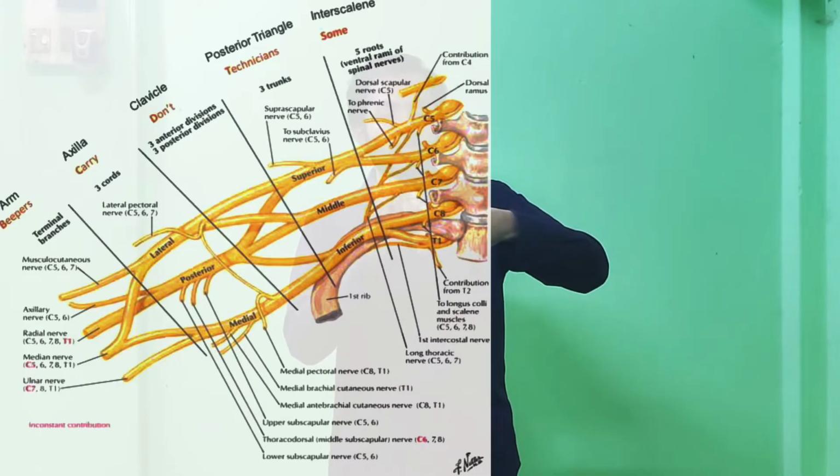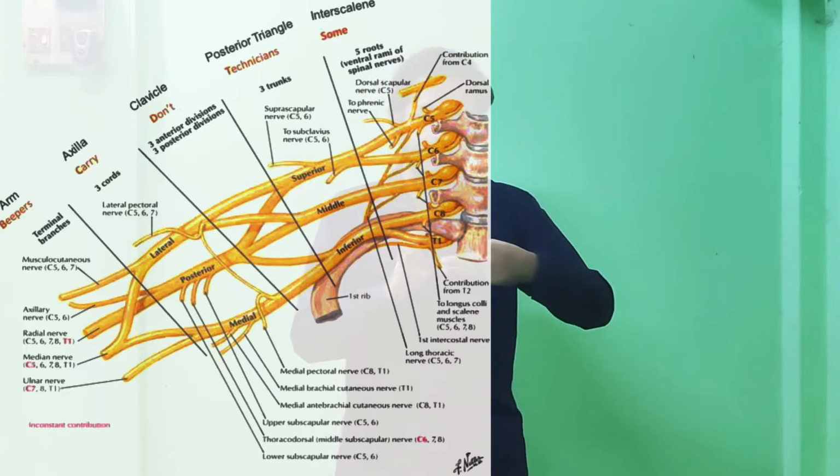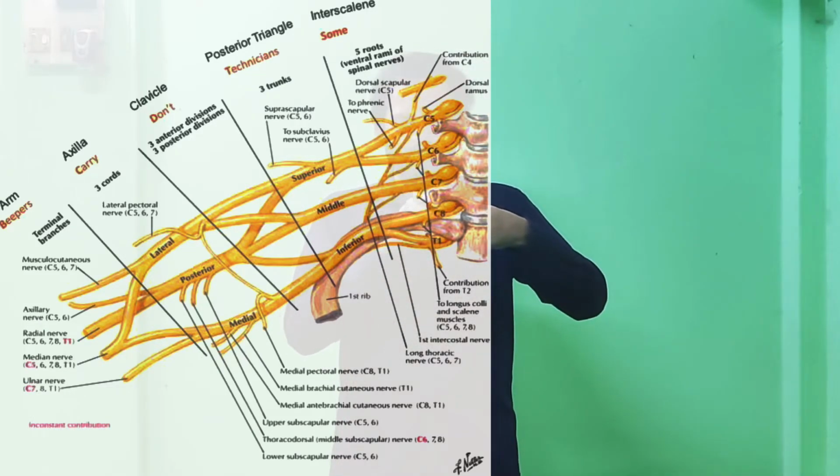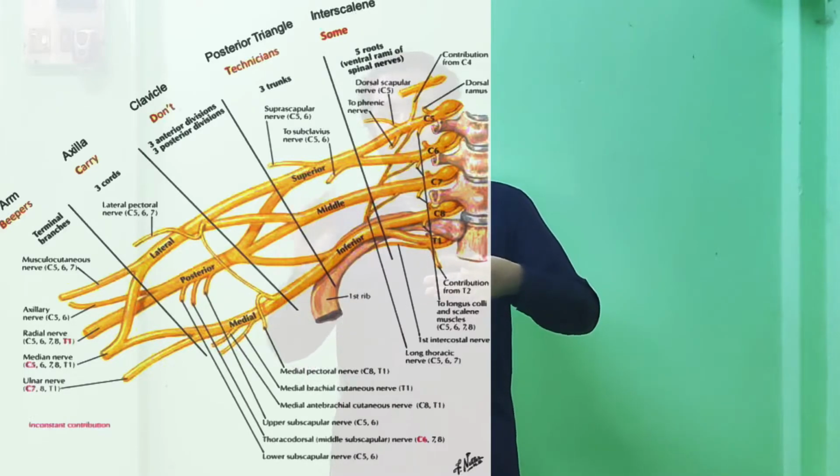So the trunk formed by C5 and C6 remains upward, we call it the superior trunk. C7 remains in the middle, so it is the middle trunk, and the trunk formed by C8 and T1 remains downward, so we call it the inferior trunk. Okay, from these trunks divisions arise and connect to each other. So from these divisions no branch arises.